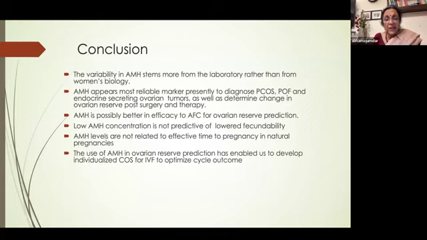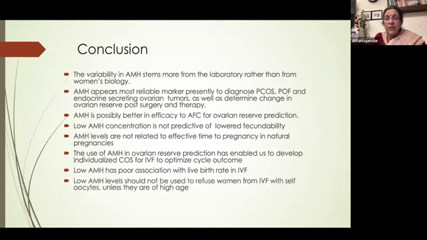The use of AMH in ovarian reserve prediction has enabled us to develop individualized controlled ovarian stimulation for IVF to optimize cycle outcome. This is the most important use of assessing AMH, not only in IVF, but in IUI, and even in ovulation induction, in PCOS patients, in POI patients, all of them. Low AMH has poor association with live birth rate in IVF alone. Along with age, it has a very important predictive value, but not alone. Low AMH levels should not be used to refuse women from IVF with self-oocytes unless they are of high age.